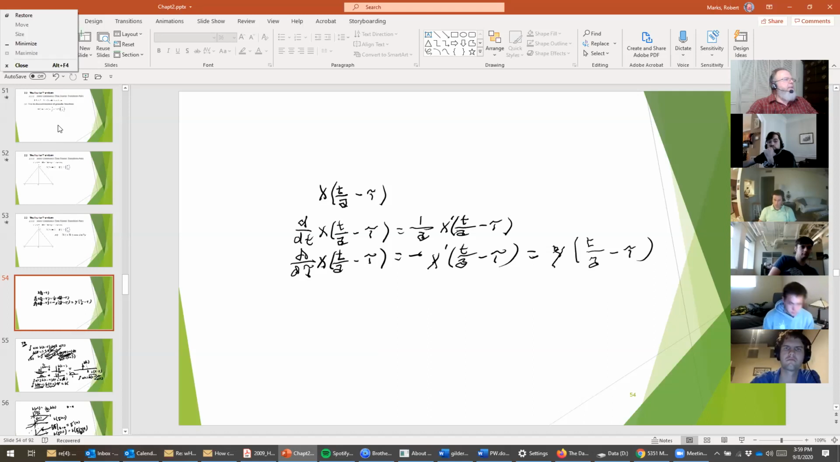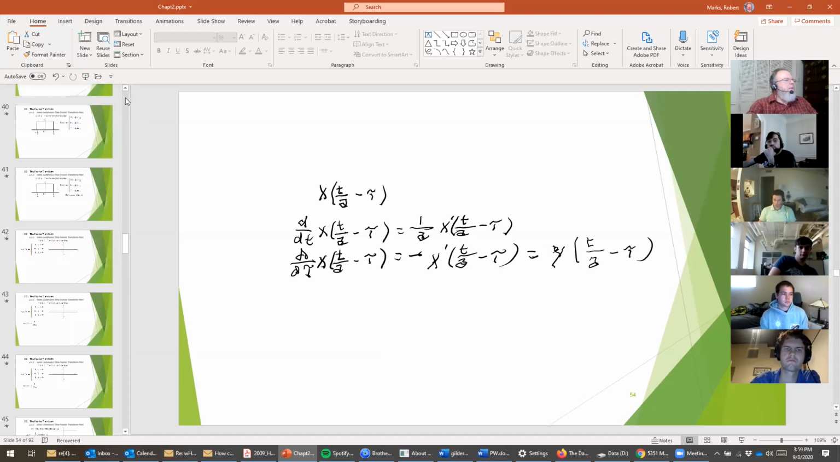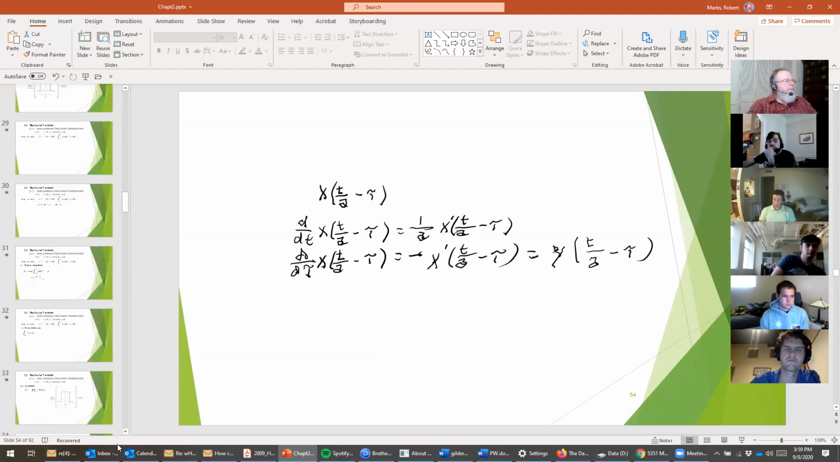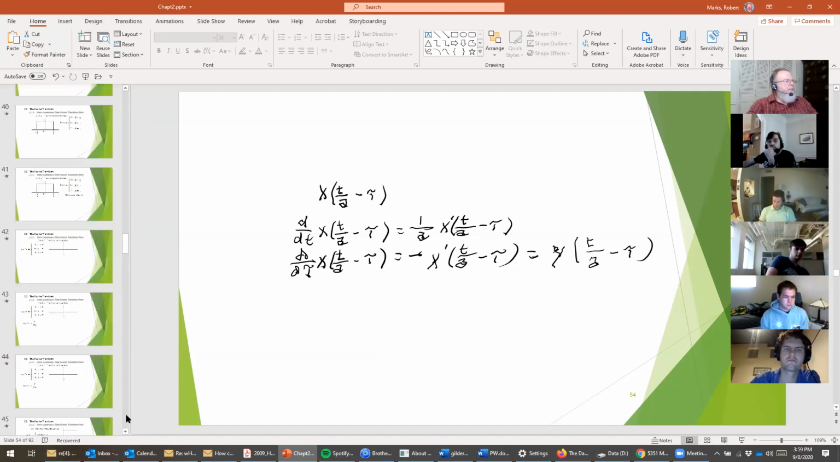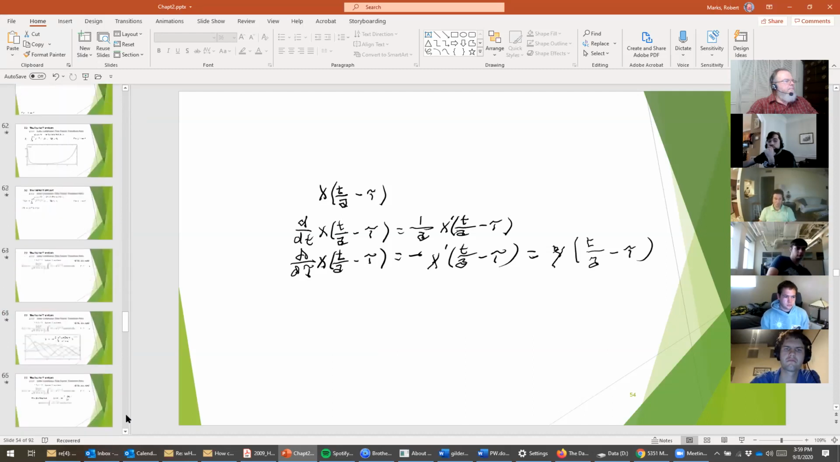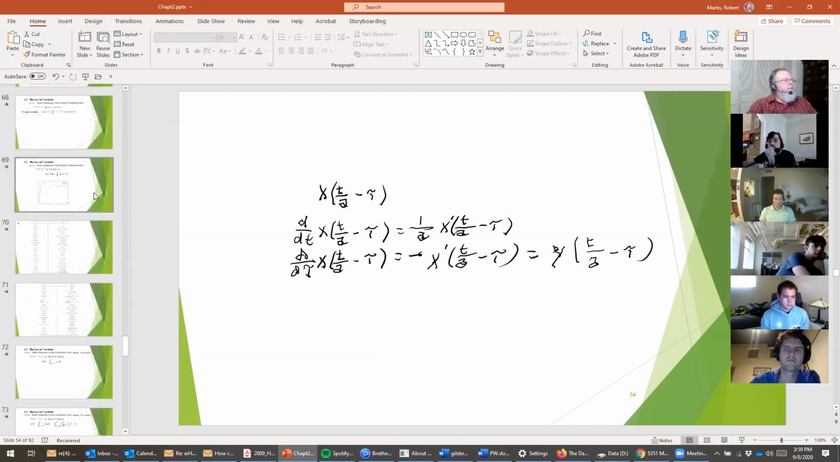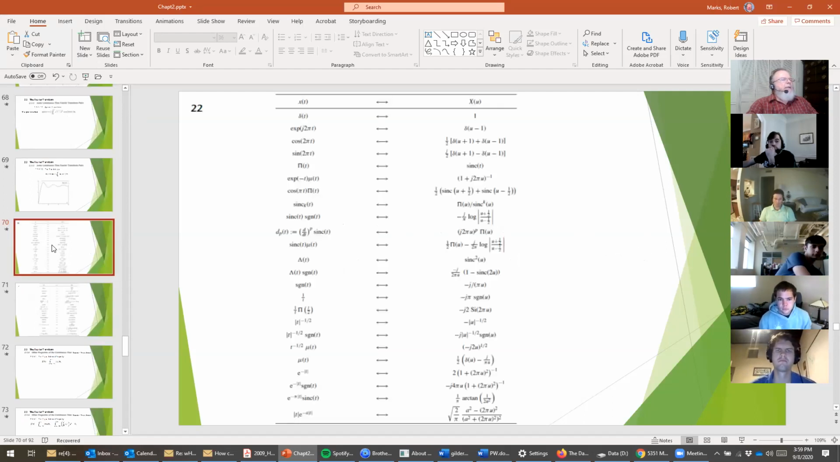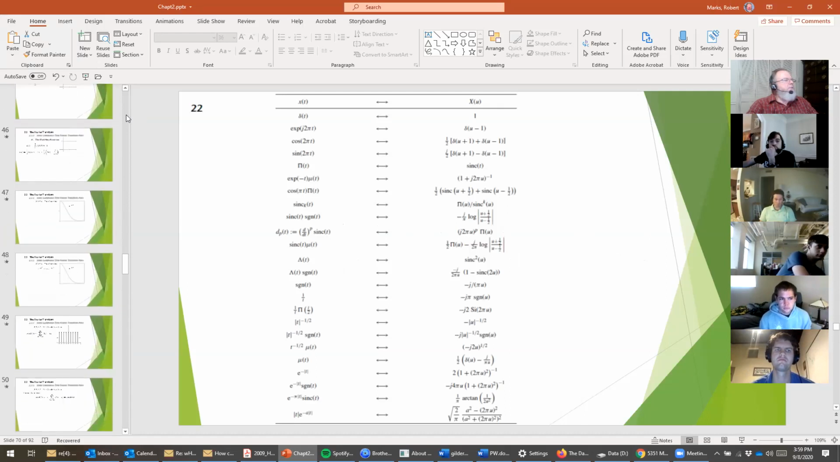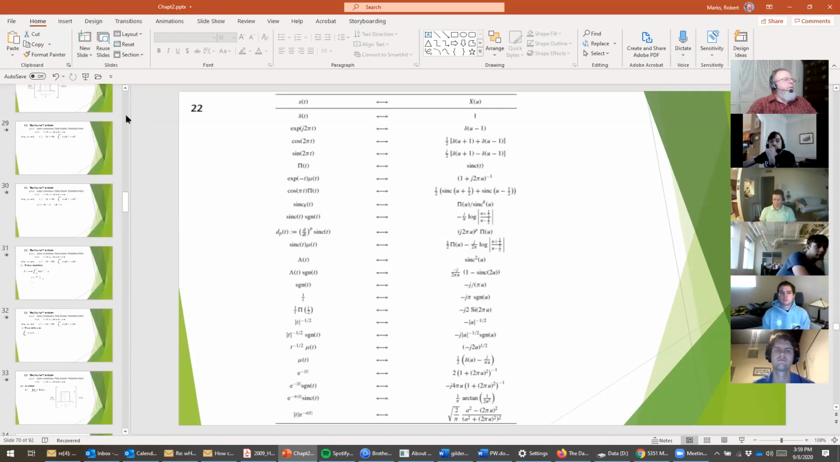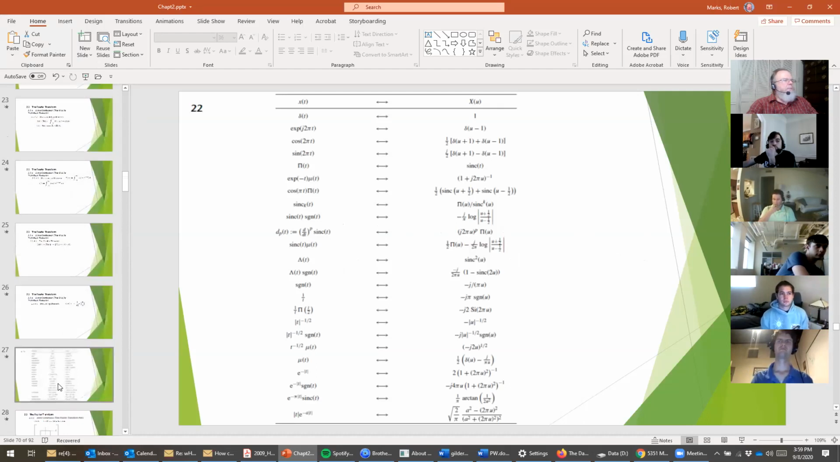Let me see if I can find the tables here. Maybe I didn't even get to that yet. Yeah, in the tables, this is a few slides ahead. We actually have, nope, that's the wrong tables. That's the functional tables. We want the theorems, yeah, right here.